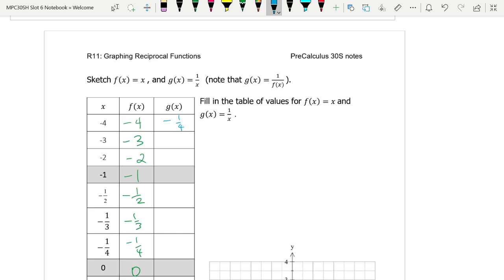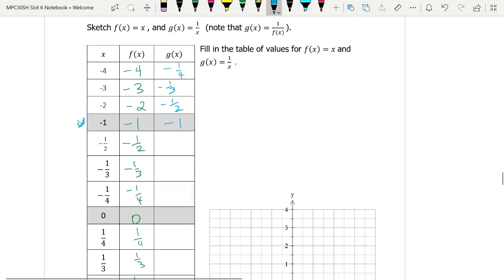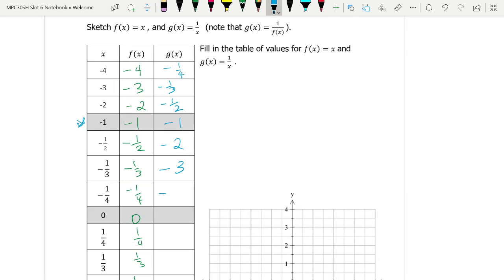The reciprocal of -3 is -1/3, so -1/2. And here's why this one's bold. This one's special. The reciprocal of -1 is itself. There's my invariant point. The reciprocal of -1/2 is -2, then -3, then -4.